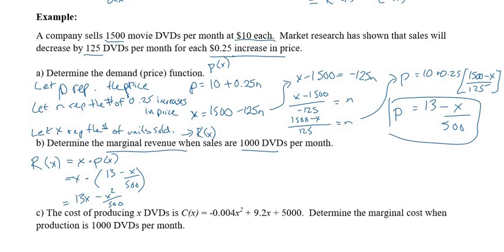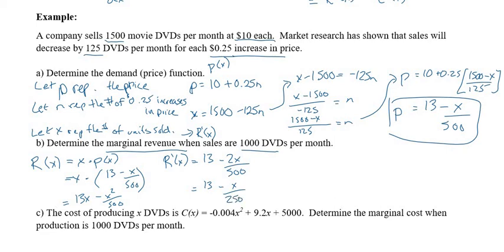So now that we have that, we can find the marginal revenue, the derivative of that revenue function. So take the derivative of 13x minus x squared over 500. Term by term, 13x becomes 13, and x squared over 500 becomes 2x over 500. Think of that as a coefficient of 1 over 500, if that helps. That becomes 13 minus x over 250.